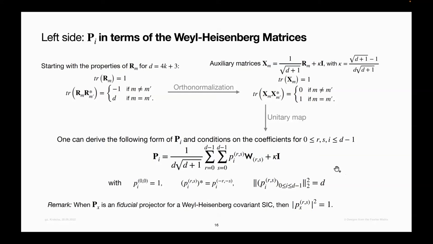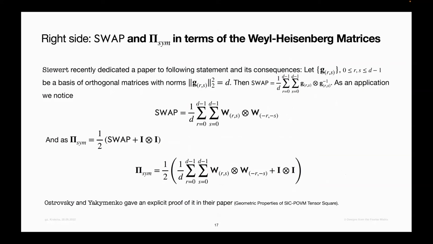That's a property we need to prove the theorem, actually, because the right side, which is the expression of this symmetric tensor in terms of the Weyl-Heisenberg matrices, is actually well known. It is this formula down here. Actually, you find it indirectly already.